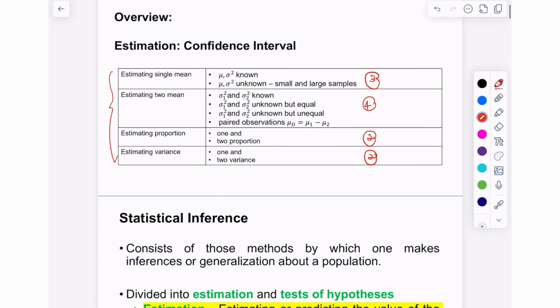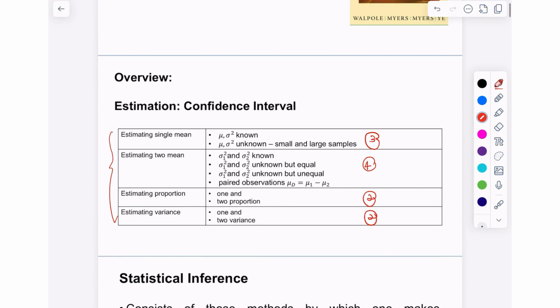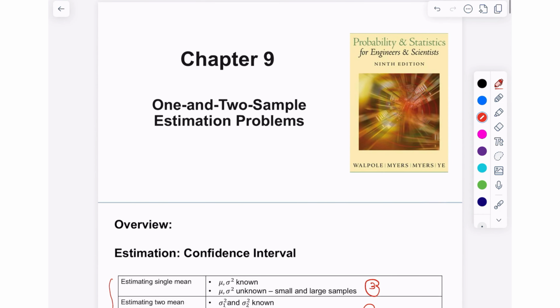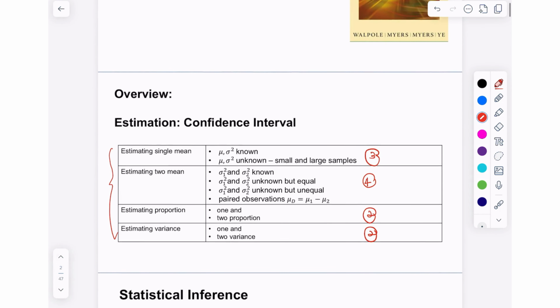So that's all for this chapter, and this chapter will come out for your final exam, not for test 2 yet.